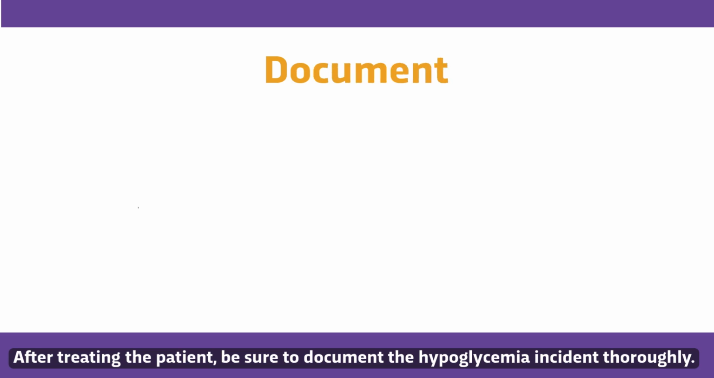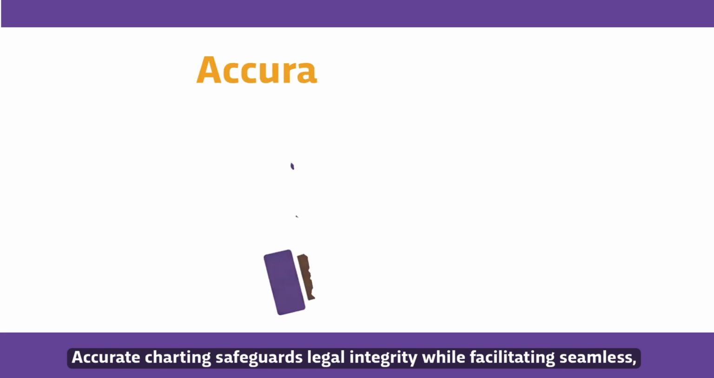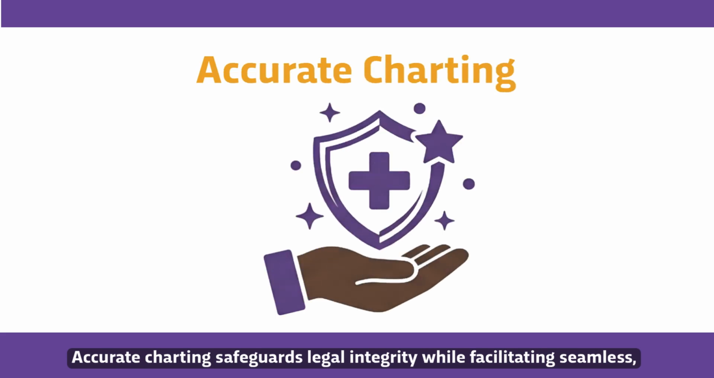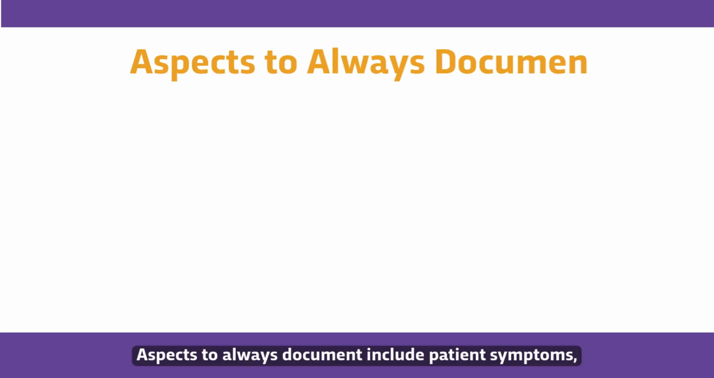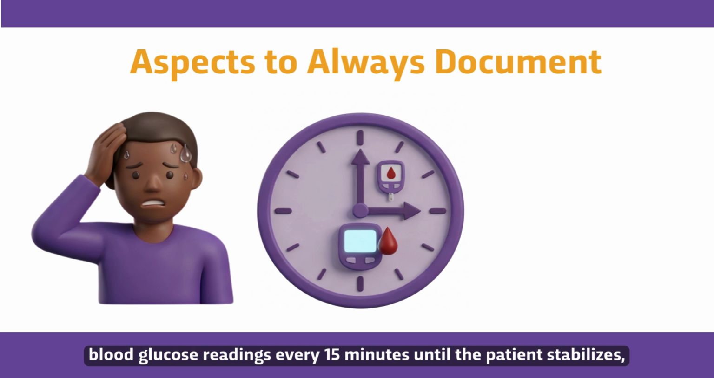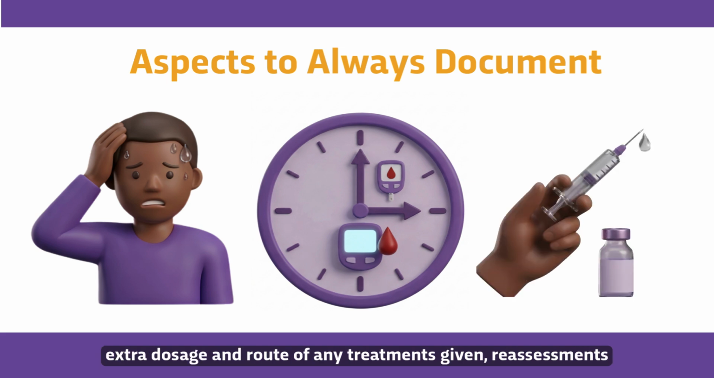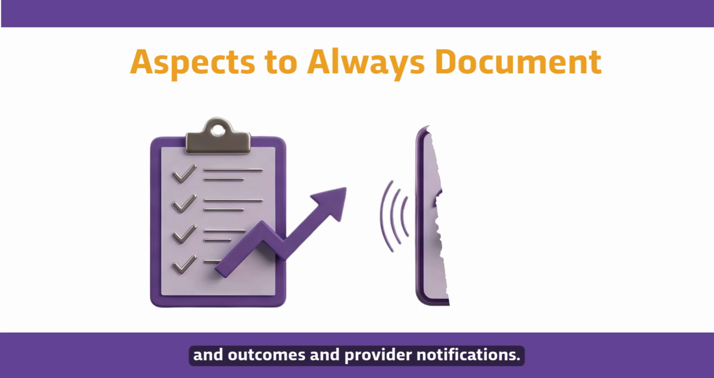After treating the patient, be sure to document the hypoglycemia incident thoroughly. Accurate charting safeguards legal integrity while facilitating seamless, high-quality transitions of care. Aspects to always document include patient symptoms, blood glucose readings every 15 minutes until the patient stabilizes, dosage and route of any treatments given, reassessments and outcomes, and provider notifications.